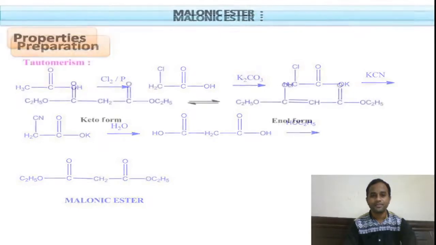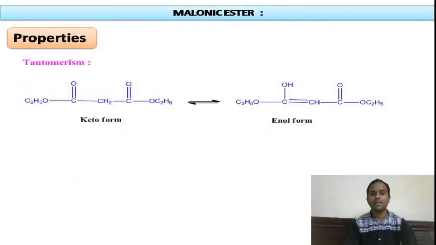Right? And coming to the properties of malonic ester, it is a liquid with a pleasant odor. Its boiling point is around 190 degrees Celsius.